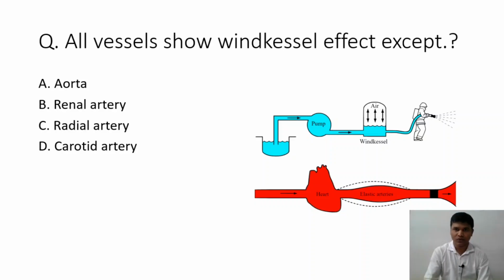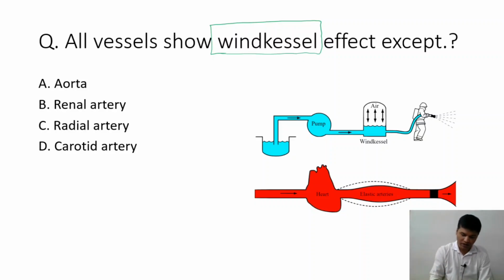All vessels show the Windkessel effect except which one? So what is the Windkessel effect? A vessel with more elastic tissue will show the Windkessel effect. Here I have shown the picture. This is the heart, and the heart is pumping blood. So blood is pumped, pressure is generated, and that will move.